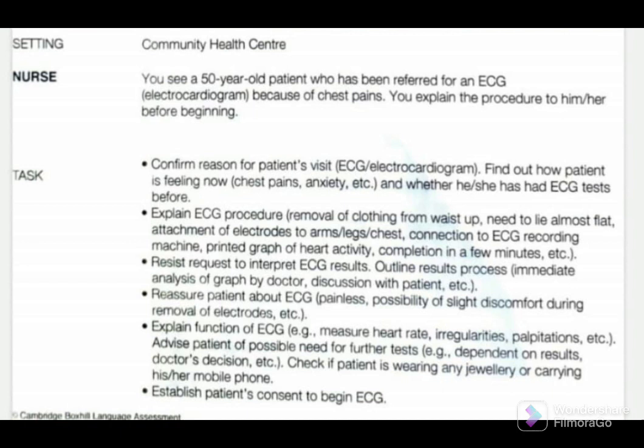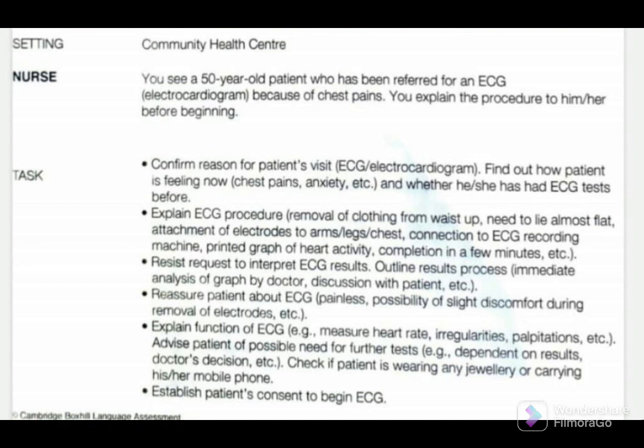For example, in this role play card, you can see that the first task itself they have given is confirm reason for patient's visit. In brackets, they have given ECG or electrocardiogram. Then find out how the patient is feeling now and whether he or she has had an ECG test before. So in such a scenario, how can we start the introduction? Before going further, we can see the settings.